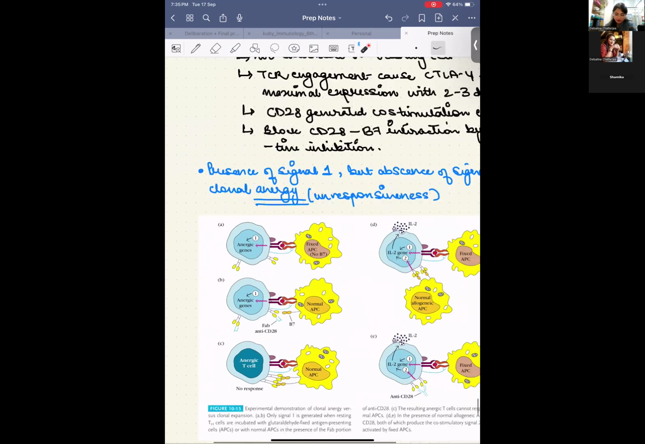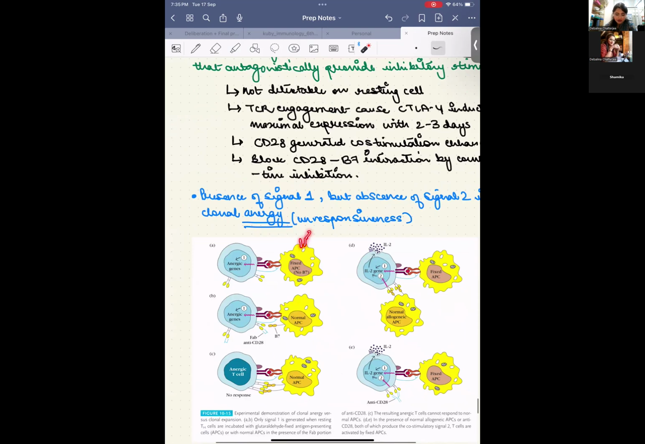So MHC expression is already there, but B7 expression is not. It has been purposefully limited by fixing the cell. Fixing the cell kills it while keeping its structure and characteristics intact, right? So because of this, we already had the MHC class 2 molecules present, but because the cells have been fixed, there is no expression of B7 that eventually takes place.